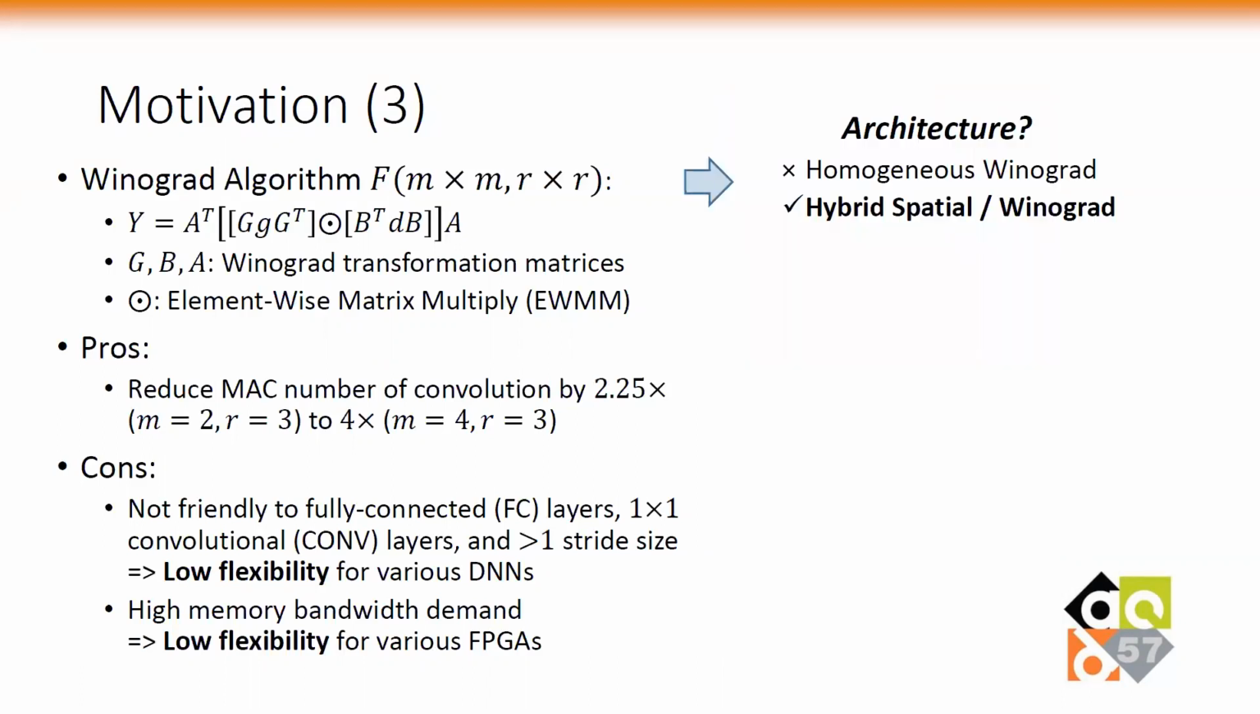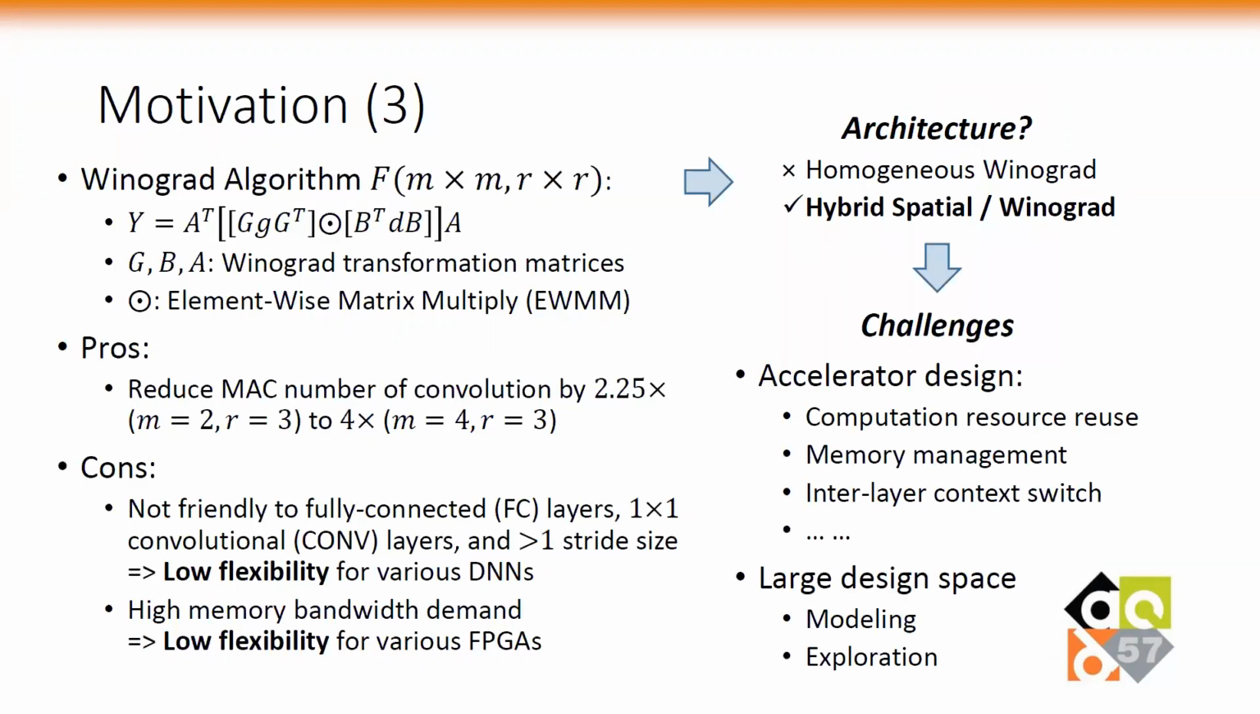To overcome these disadvantages of the Winograd algorithm, we are motivated to design a hybrid spatial and Winograd architecture. However, such a hybrid architecture faces several challenges. For the accelerator design, the spatial and Winograd convolution are supposed to reuse the same computation resource to improve the efficiency of the FPGA. Meanwhile, a hybrid architecture will bring us a much larger design space than a homogeneous one. So we need accurate modeling and efficient design space exploration to deliver the optimal solution.